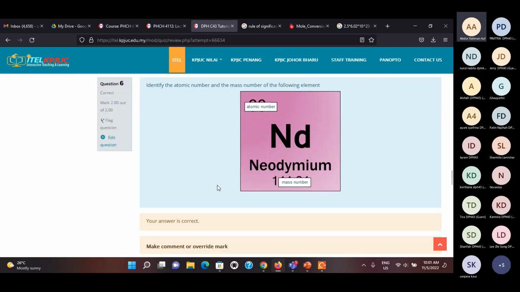Question number 6, I want you to be able to identify, you can read this symbol. Identify the atomic number and the mass number from this element. So this is neodymium. The number at the bottom is its mass number, its weight. The one at the top is its atomic number.